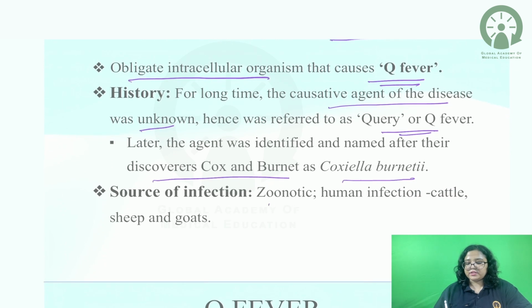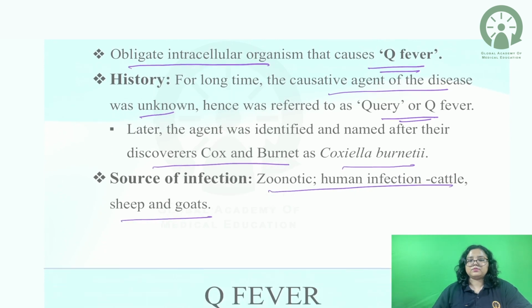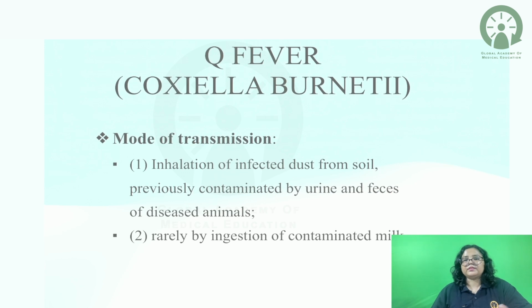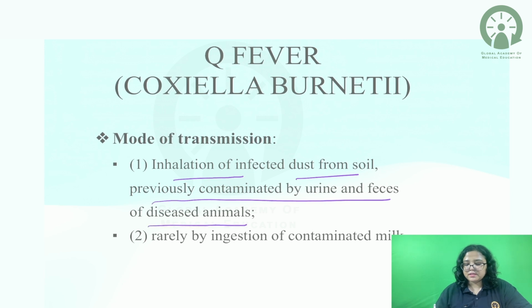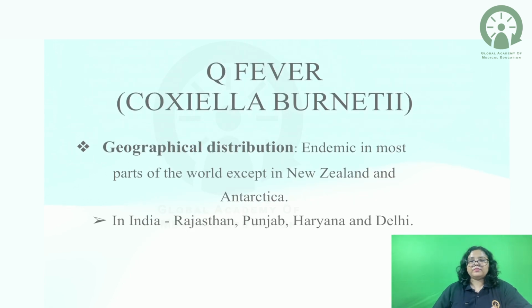It is a zoonotic infection. Humans, cattle, sheep and goats are the source. So, why have we separated Q fever caused by Coxiella burnetii from the Rickettsia? Because it is not transmitted by an arthropod vector. It is by inhalation of infected dust from soil previously contaminated by urine or feces of diseased animals, and rarely by ingestion of contaminated milk. Coxiella burnetii is endemic in most parts of the world except New Zealand and Antarctica, and in India it is reported from Rajasthan, Punjab, Haryana and Delhi.